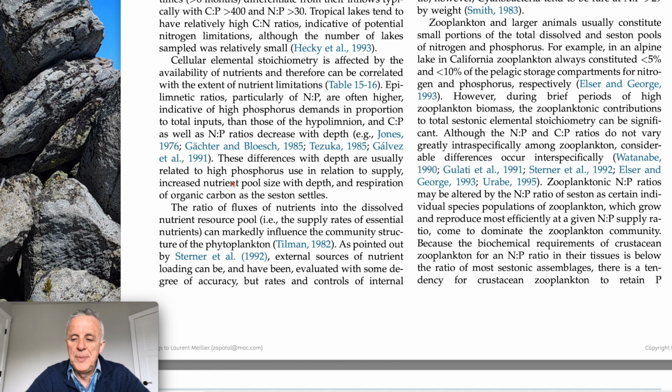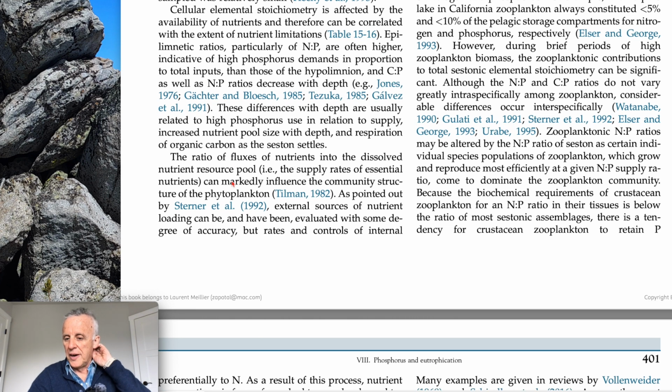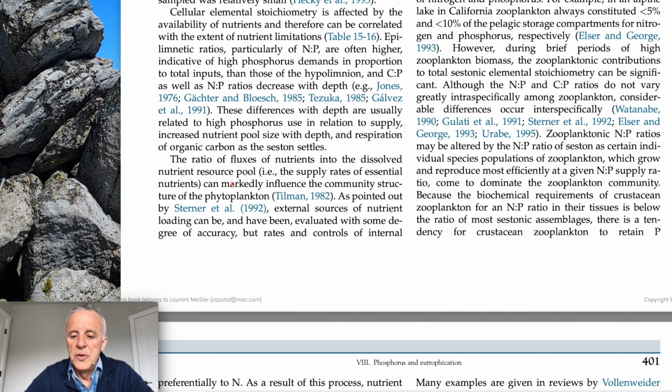Although the N:P and C:P ratios do not vary greatly intraspecifically among zooplankton, considerable differences occur interspecifically. Zooplankton N:P ratios may be altered by the N:P ratios of seston, as certain individual species populations of zooplankton, which grow and reproduce most efficiently at a given N:P supply ratio, come to dominate the zooplankton community, because the biochemical requirements of crustacean zooplankton for N:P ratios in their tissue is below the ratio of most seston assemblages.